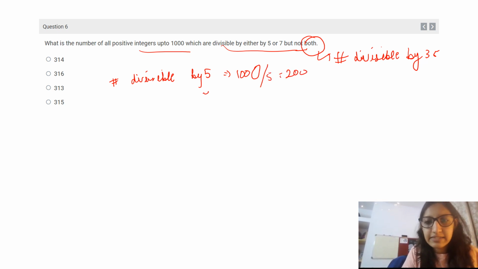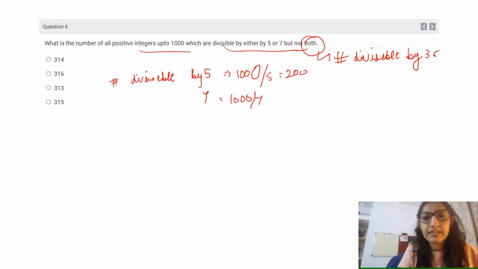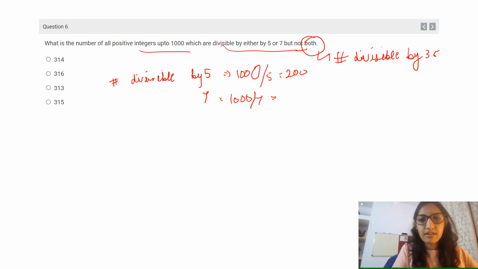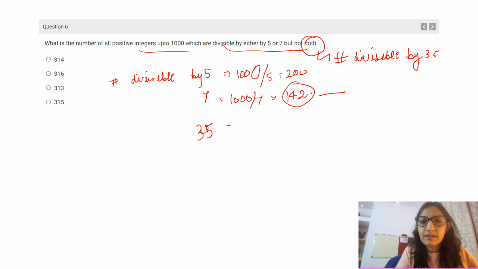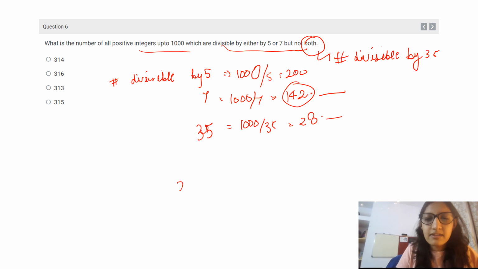Now if we divide by 7, I know that will not be an integer, so we can take the whole number of that, so that will be 142 point something. You can skip that, we need the numbers divisible. And by 35, it has to be 1000 by 35, that means 28. So we'll just add 200 plus 142 minus 28. So this will give you, I think, somewhere around 314.